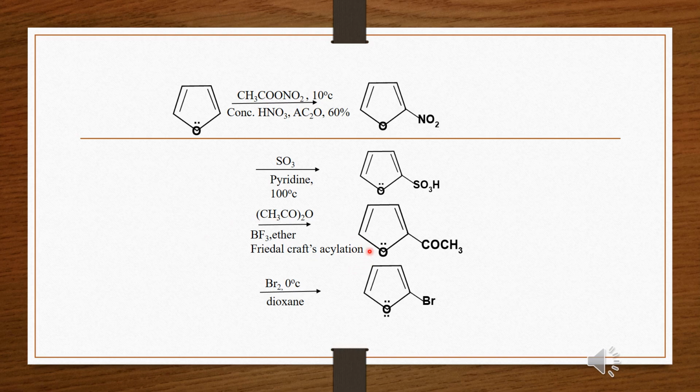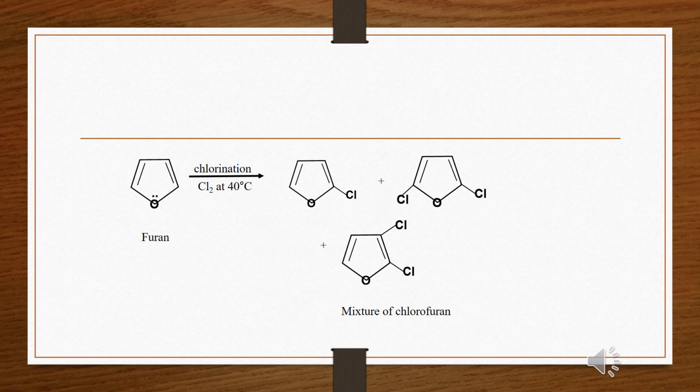it forms this 2-acetyl furan. Then this one is a bromination reaction. In dioxane as a solvent at 0 degrees Celsius, it forms 2-bromofuran. Now in the chlorination reaction, when chlorine at 40 degrees Celsius, it forms 2-chlorofuran, 2,5-dichlorofuran plus 2,3-dichlorofuran. So it's a mixture of chlorofurans. Chlorination is not that advisable to do because it gives a mixture and not a proper product.